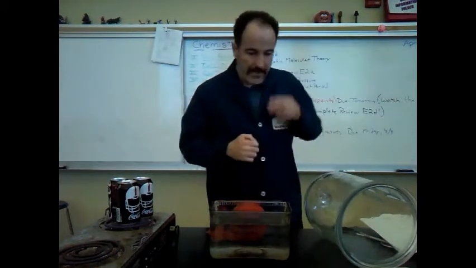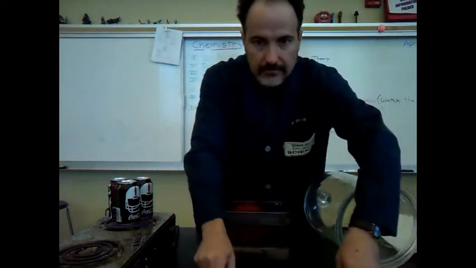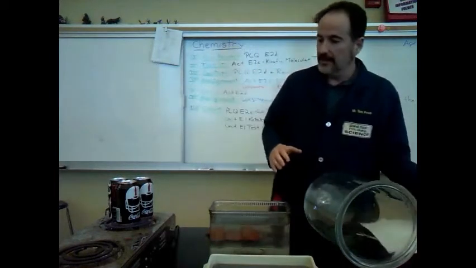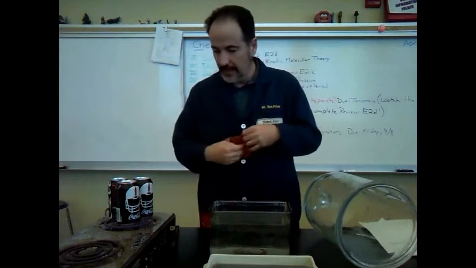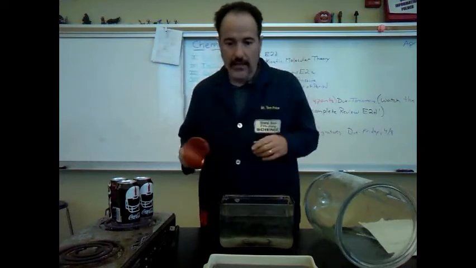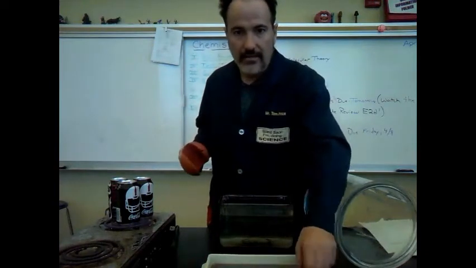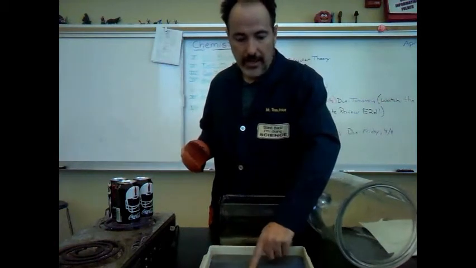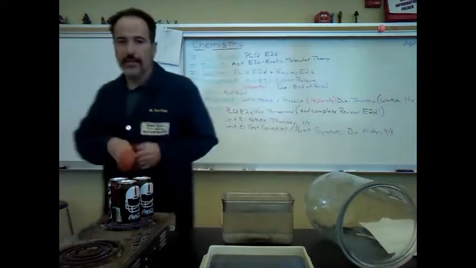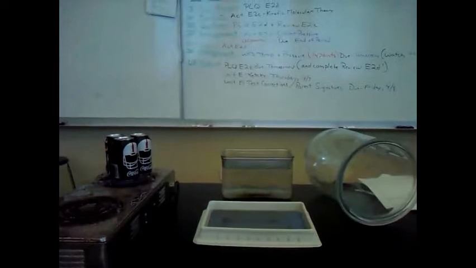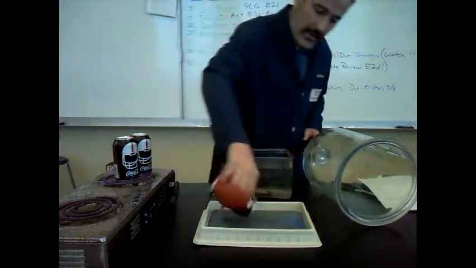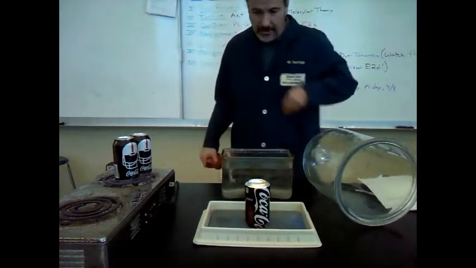Next, the next demonstration involves these cans right here, which are boiling. They're simply soda cans that have a little bit of water in them that's boiling. Right here I have a tray that has a rubber bottom to it so that it will create a good seal when I put the can in. So first of all, I take a can, watch carefully, invert it, and then we watch it.